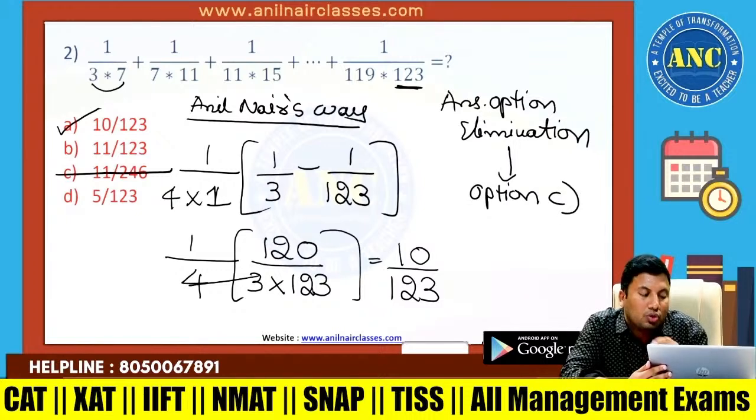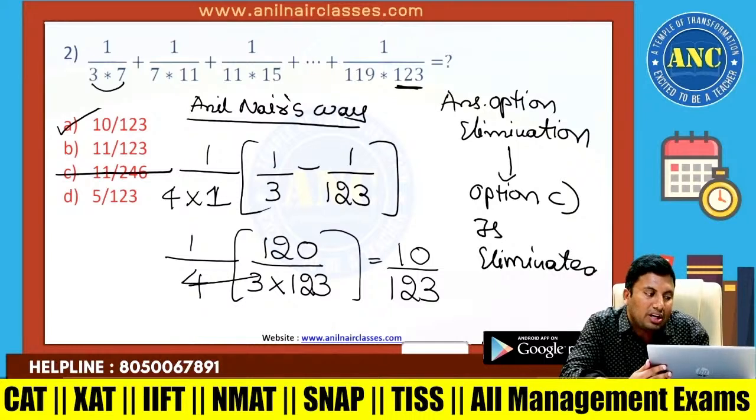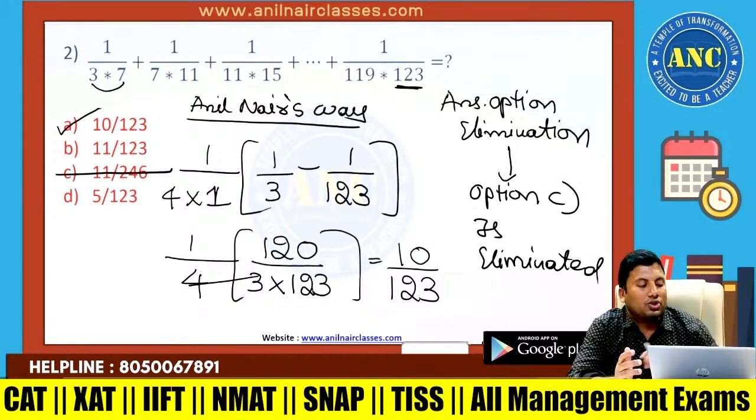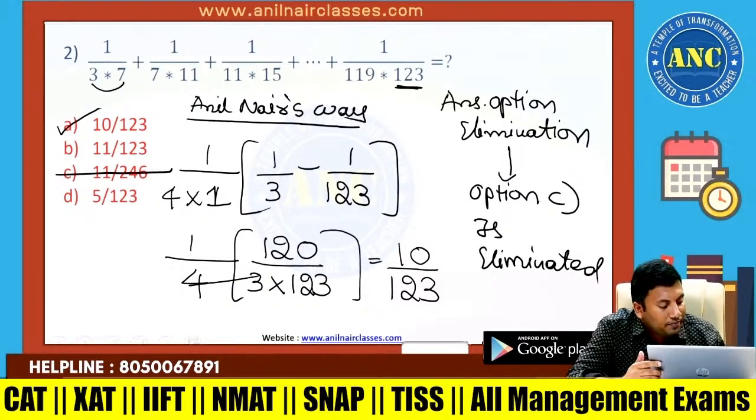So method 2 is used here. Option C is eliminated. Sir, what if such kind of situations arise? If only 1 option is eliminated and 3 options are close to each other, then what should we do? In such a case, you can use the approximation approach.